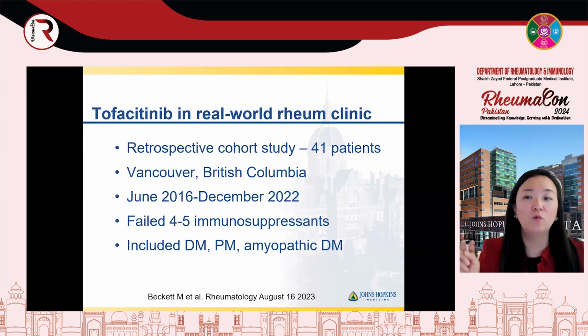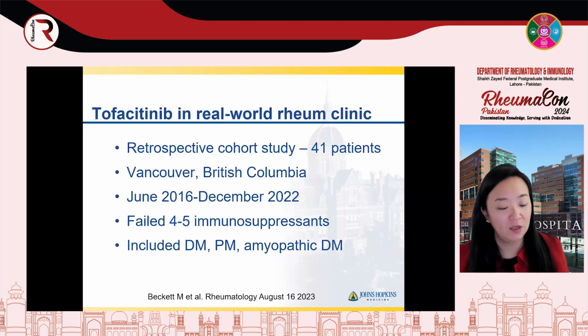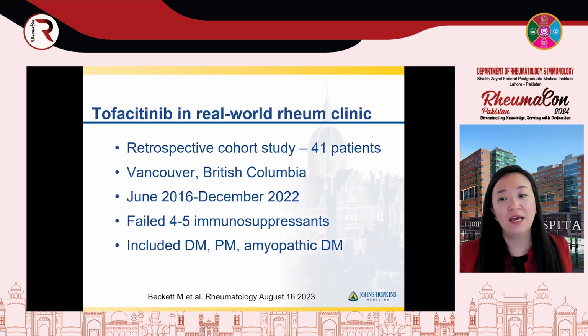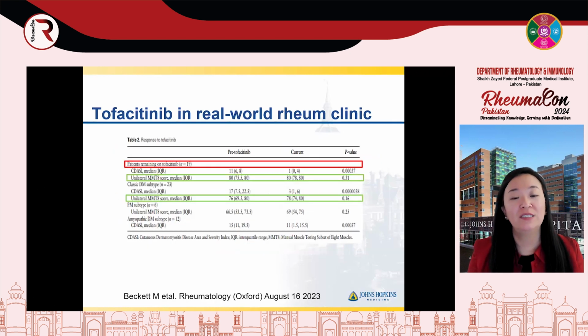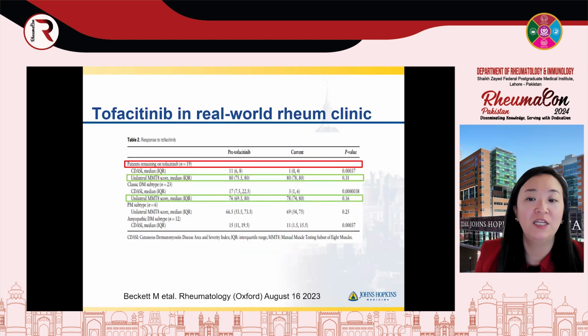This is kind of a real-world rheumatology clinic in British Columbia. I think JAK inhibitors are much easier to get in the UK or in Canada than in America. And they had about 41 patients that they had collected over the years from 2016 to 2022. And they actually included dermatomyositis, polymyositis, and amyopathic DM. And they all were refractory. And you can see that the patients, not all of them continued. There were only 19 that continued the study.